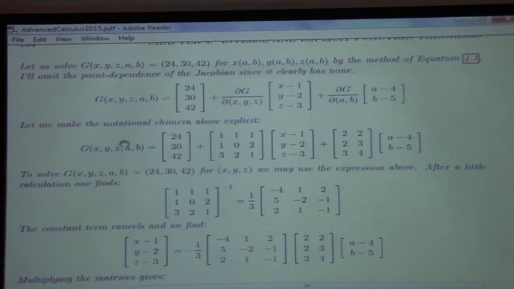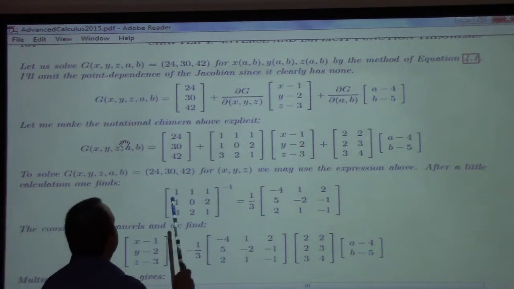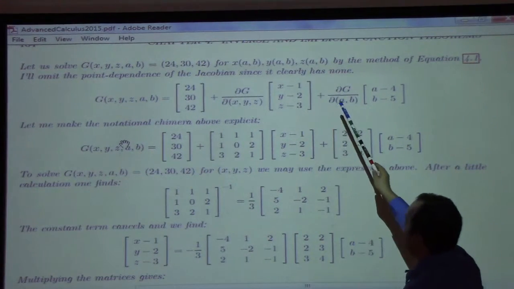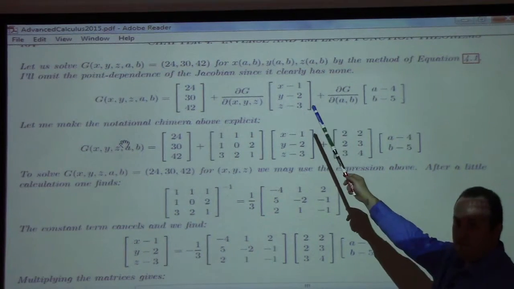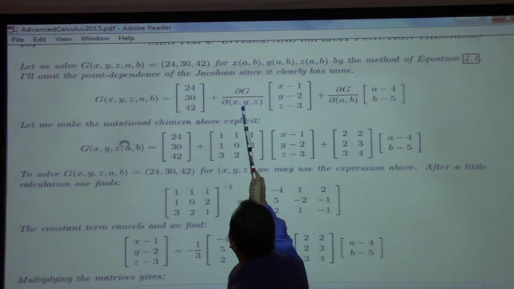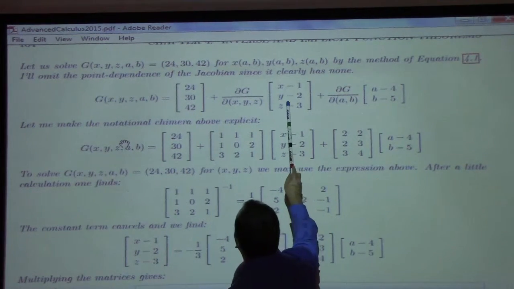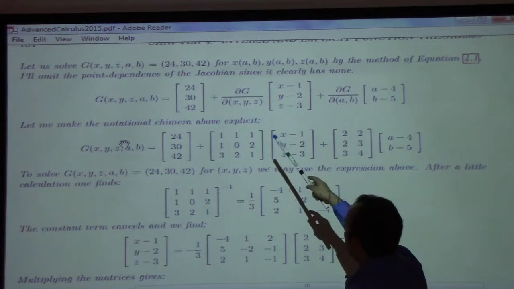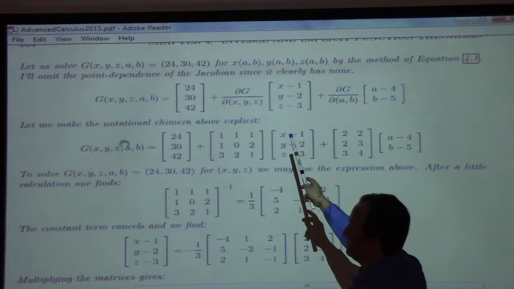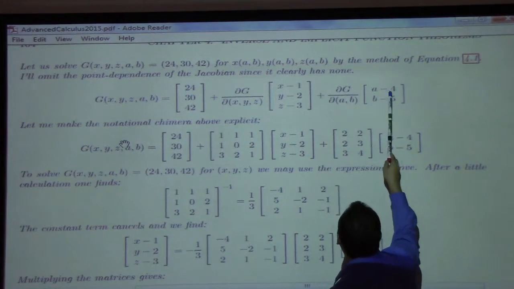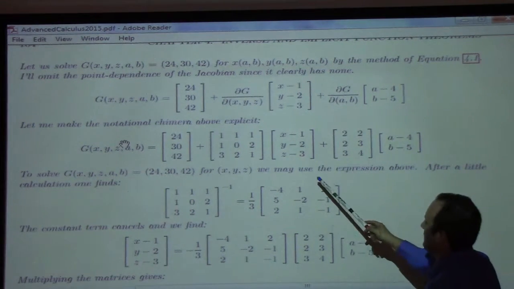But the thing I have just covered up with the whiteboard, I actually worked that out here for a specific point. So I say, okay, solve this equals to 24, 30, 42 for x, y, and z in terms of a, b. You can do that, right? So I just say this is equal to that. So I got partial g, partial x, y, z, x minus 1, y minus 2, z minus 3, because the point which gives you 24, 30, 42 that I'm centering around is 1, 2, 3, 4, 5. And so that gives me this matrix.